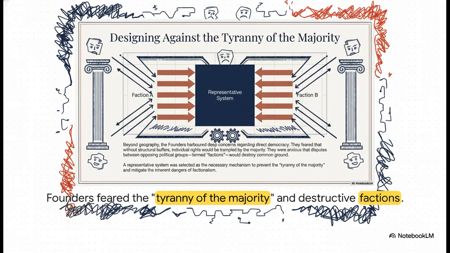But it wasn't just about the geography. There was a much deeper philosophical problem. The founders were genuinely scared of something they called the tyranny of the majority, the idea that 51% of the people could just vote to take away the rights of the other 49%. They were also terrified that political groups, what they called factions, would just rip the new country to shreds. Their solution, their big idea, was the representative system. It was designed to be a buffer against those exact dangers.